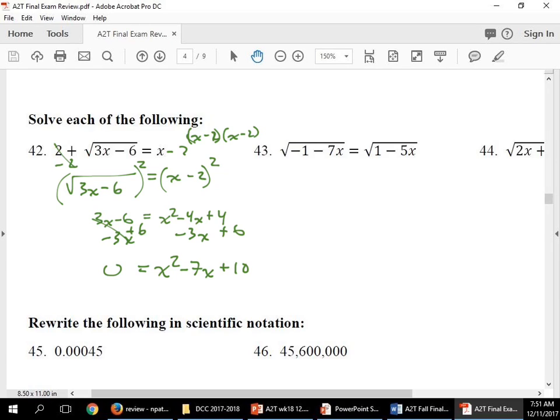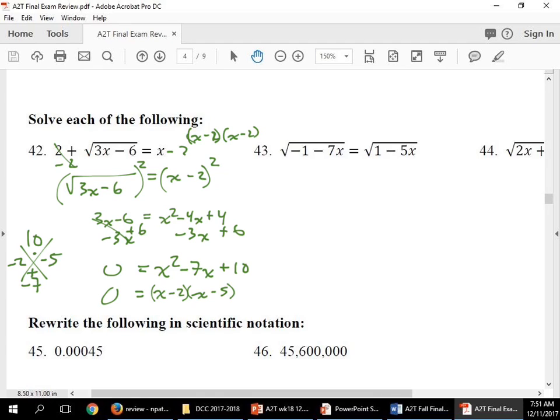Let's factor to solve, people. x minus 2, x minus 5. Yeah? So this is what I did in my head. I put the 10 up here and I put the negative 7 down here. What multiplies to give me 10 and adds to give me negative 7? I thought negative 2 and negative 5. Very nice. Okay, so this equals 0.